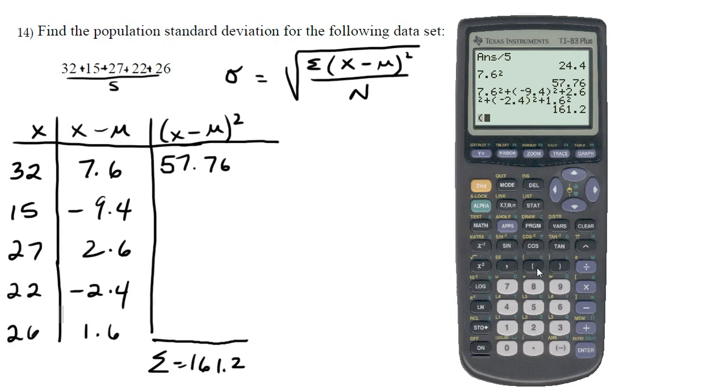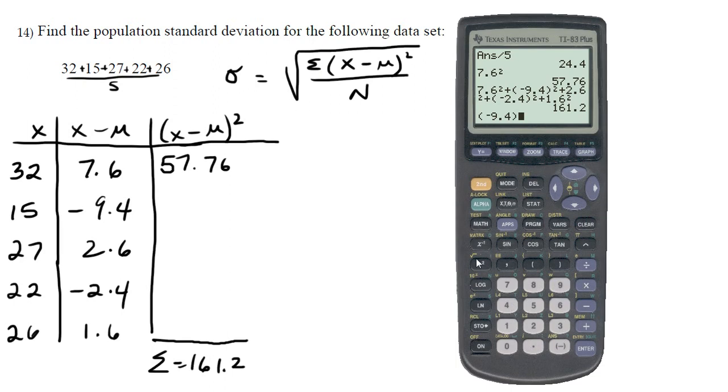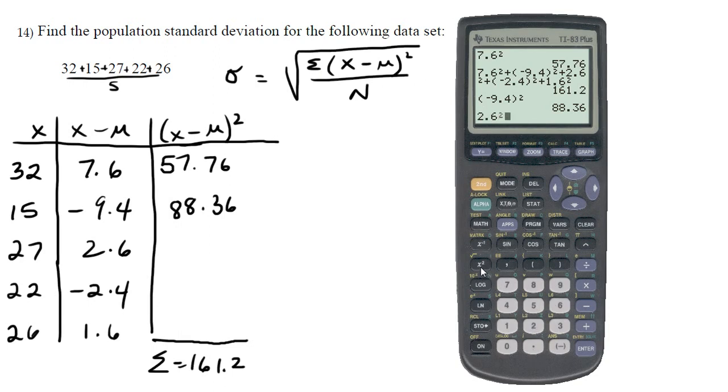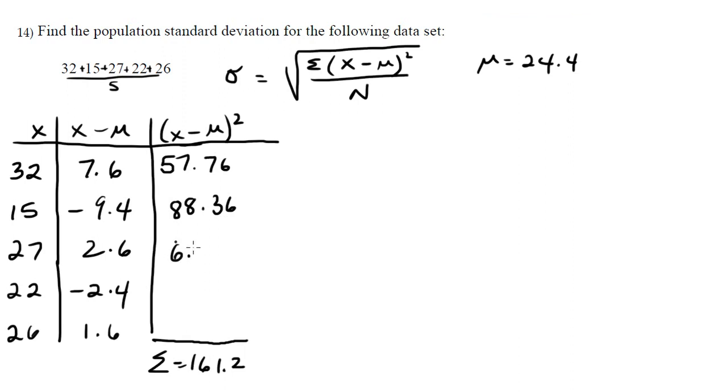And I'll just do these regularly so we can have the values there. Negative 9.4 squared, 88.36. 2.6 squared, negative 2.4 squared, 1.6 squared. When you add all these values up, you get 161.2.